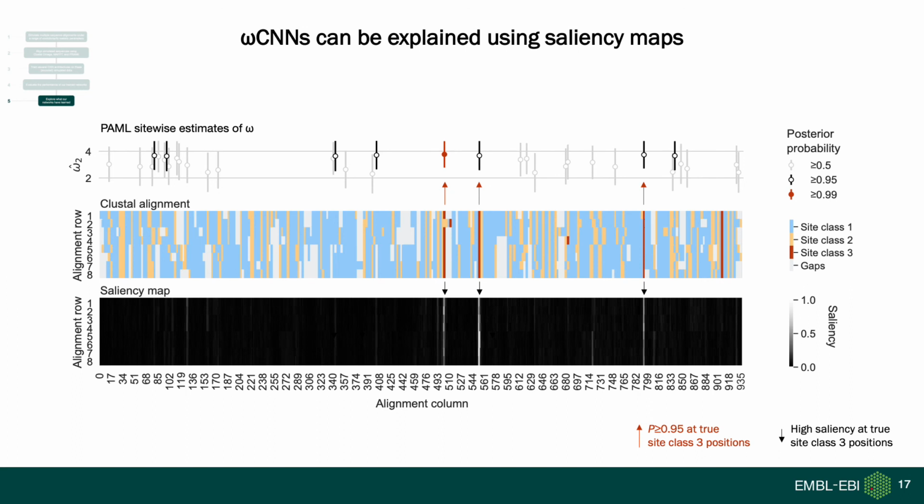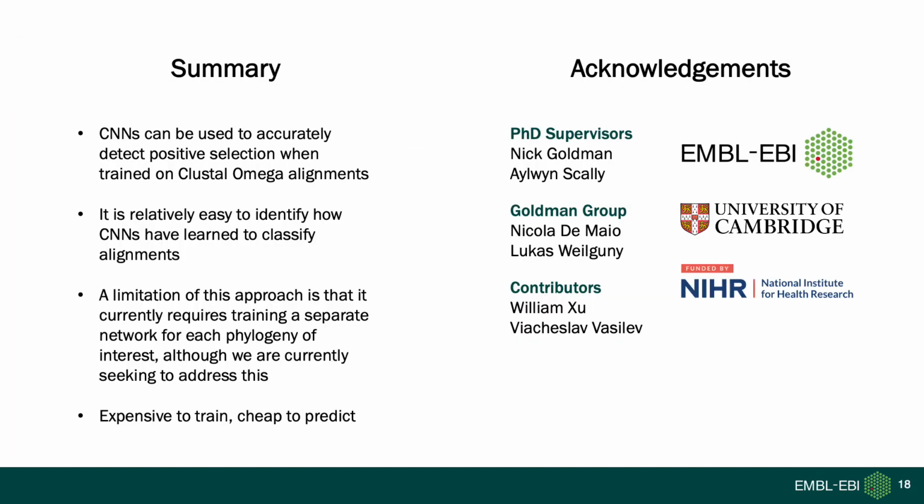And so what we think is that this demonstrates CNNs can be extended in the future to accurately detect site-wise selection along input multiple sequence alignments. And so, in summary, although this is ongoing work, we believe that we have shown that CNNs can be used to accurately detect interspecific positive selection in the presence of alignment errors, even when trained on cluster omega alignments.